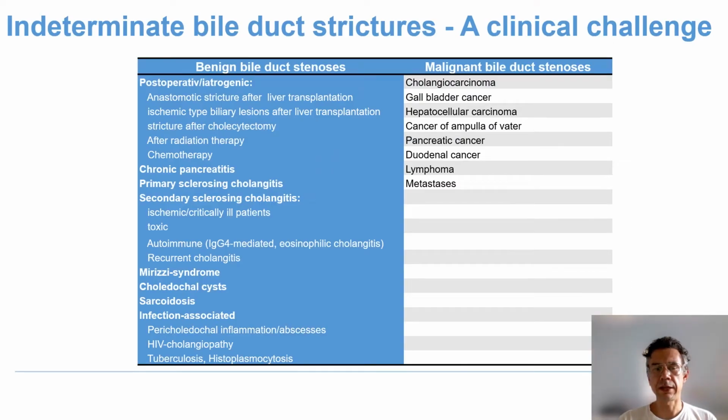First of all, I have to state that indeterminate bile duct strictures are a clinical challenge. On the one hand, you have benign bile duct stenosis, such as post-operative iatrogenic bile duct stenosis following liver transplantation, for example, anastomotic strictures or ischemic type biliary lesions, chronic pancreatitis, or primary and secondary sclerosing cholangitis. On the other hand, there's a big field of malignant bile duct stenosis, for example, cholangiocarcinoma, gallbladder cancer, HCC, and other tumor entities, and these stenoses have to be analyzed with great caution.